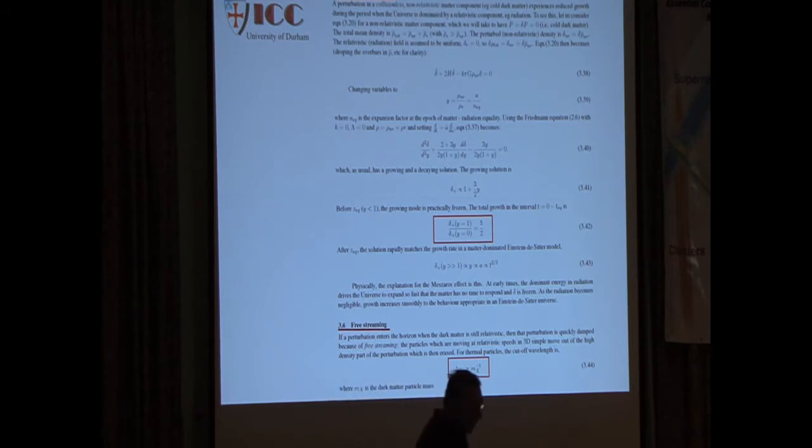And then the last effect that I want to mention, Chung-Pei already talked about it yesterday, is free streaming. And that happens when the perturbation enters the horizon, and if the matter is still relativistic, say if the dark matter is light particles, then relativistic perturbations tend to dissipate because the particles are moving so fast in 3 dimensions, they just free stream out of fluctuations, and then those fluctuations are completely damped away. And the characteristic wavelength for this damping for thermal particles scales like the inverse power of the mass.